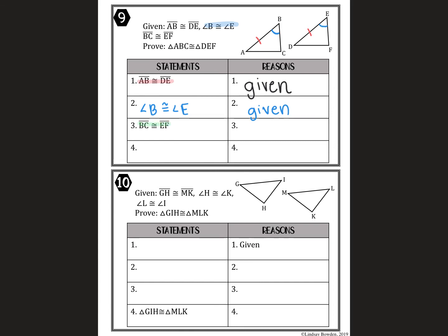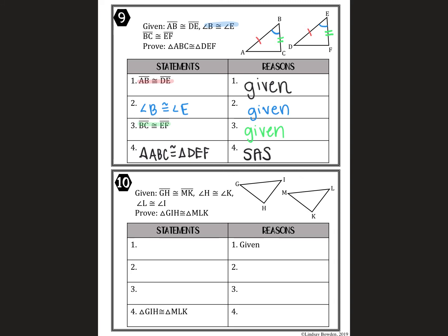The third statement was also a given, and so we write the word given. It's our second side, so we double mark this one. So here's side BC, here's side EF. And then once I get done, I can prove the 2 triangles are congruent. So triangle ABC is congruent to triangle DEF. And if we look at our diagram, we marked 2 sides and an angle. The angle is right in between them, so it's side, angle, side.